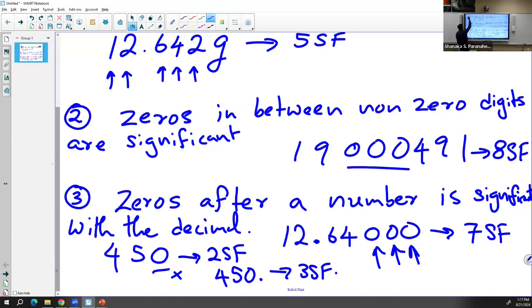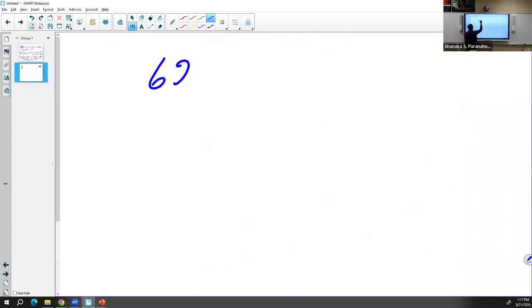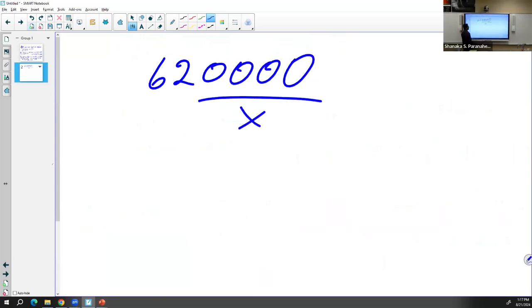Without that decimal point, it doesn't matter how many digits you have. You can have a number like 6200000. None of these zeros are going to be significant because there's no decimal point. So the first two digits are significant. This has two significant digits. The last rule is to identify non-significant zeros. Zeros at the beginning of a number are never significant.